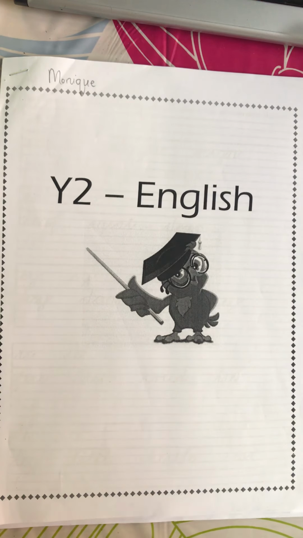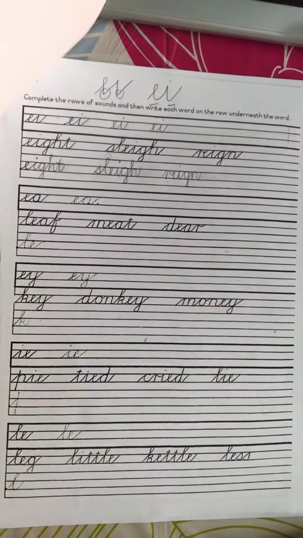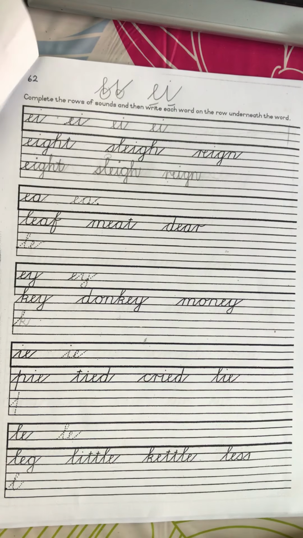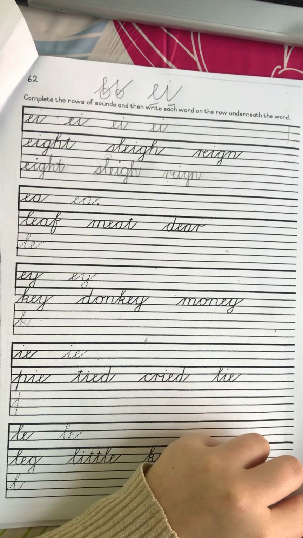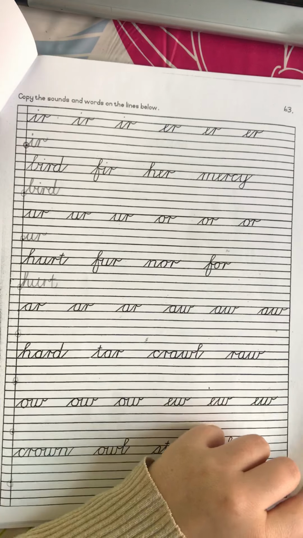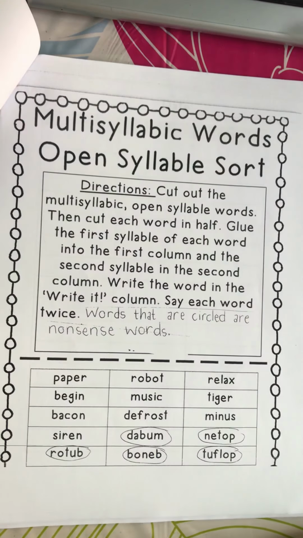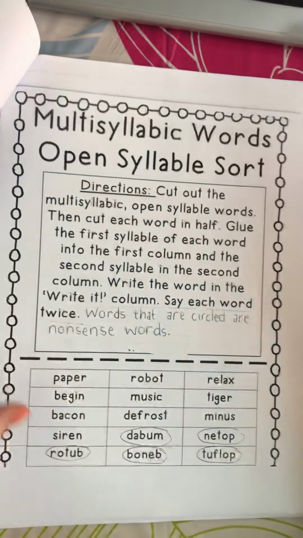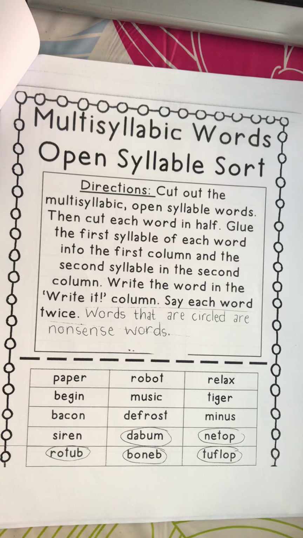All right, we are at our grammar video where we will be talking about syllables. Remember, syllables are the way that we go about breaking words up into sounds. So, page with me, please. 1, 2, 3, and 4. Good, we have come to a page that says multisyllabic words, open syllable sort.